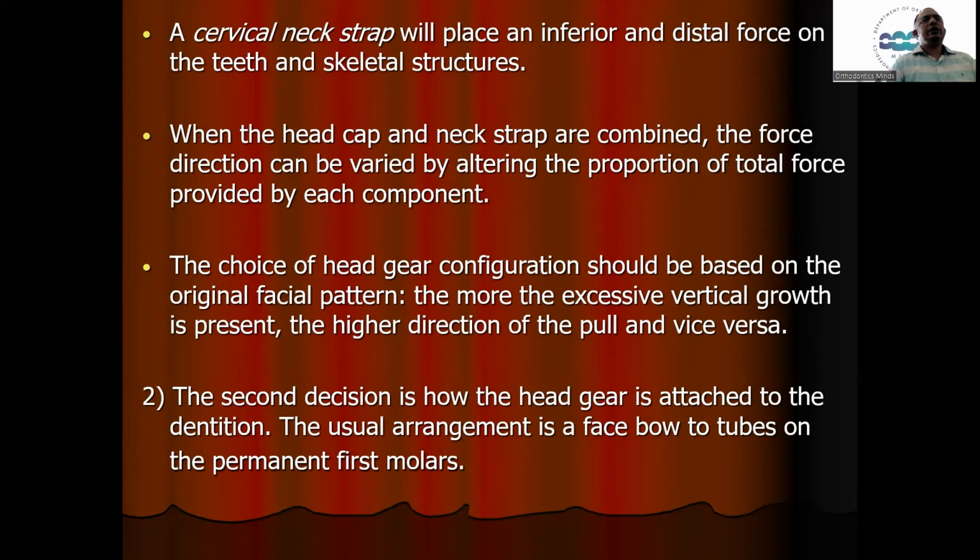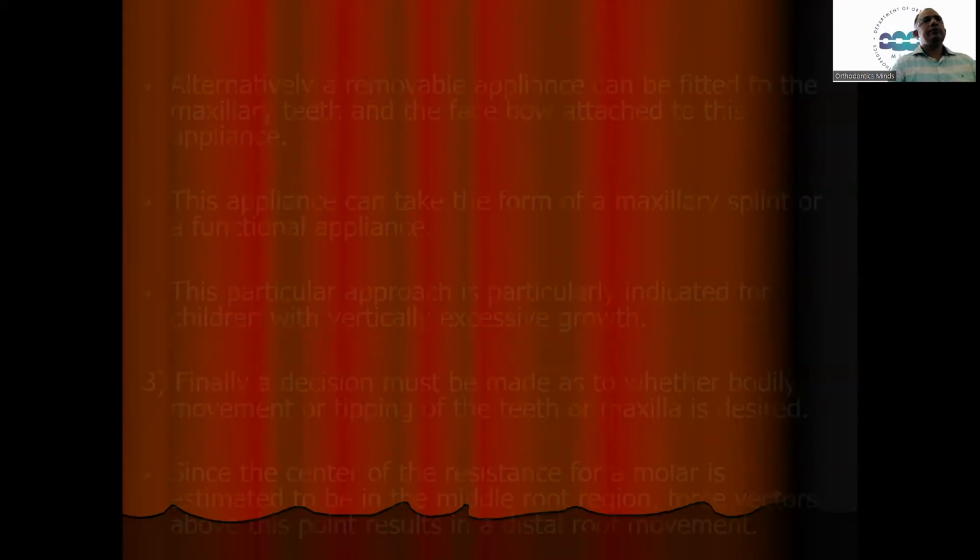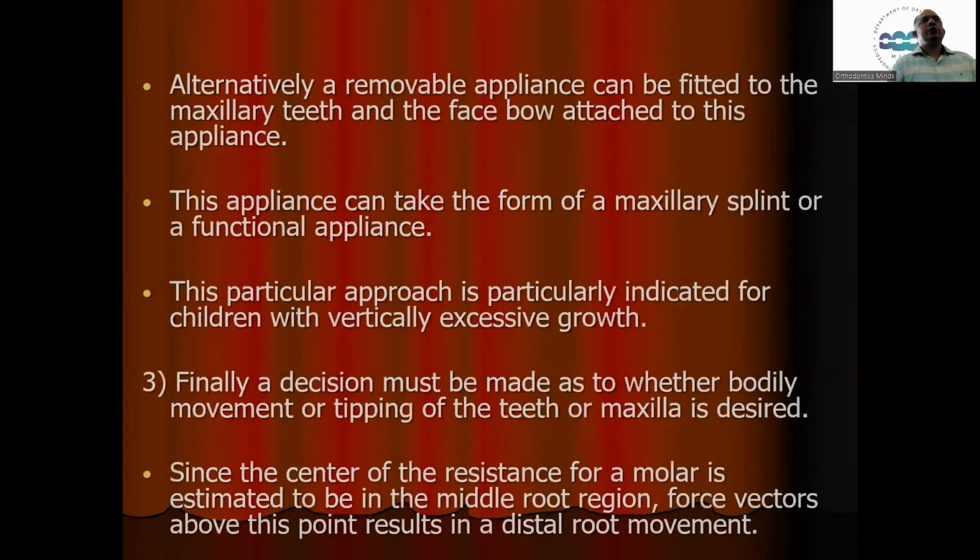The choice of the headgear configuration should be based on the original facial pattern. The more the excessive vertical growth is present, the higher the direction of the pull, and vice versa. The second decision is how the headgear is attached to the dentition. The usual arrangement is a baseboard to the tubes on the permanent first molars. Alternatively, a removable appliance can be fitted to the maxillary teeth.